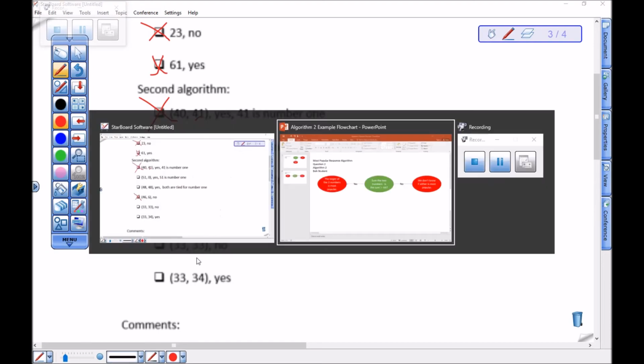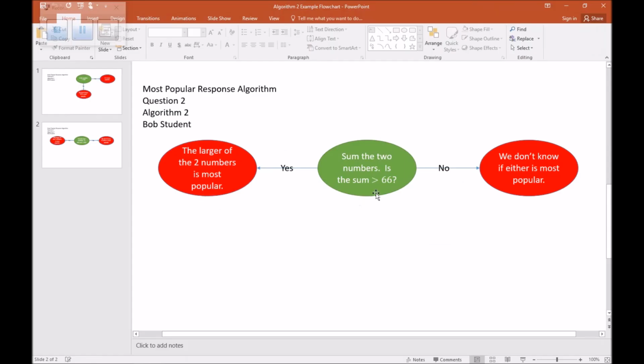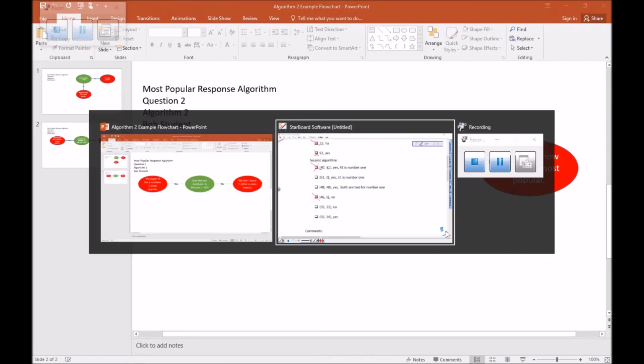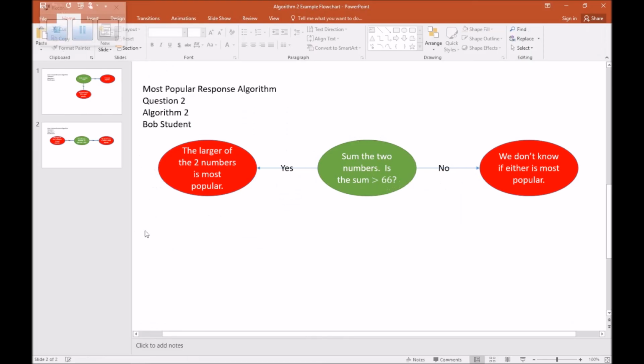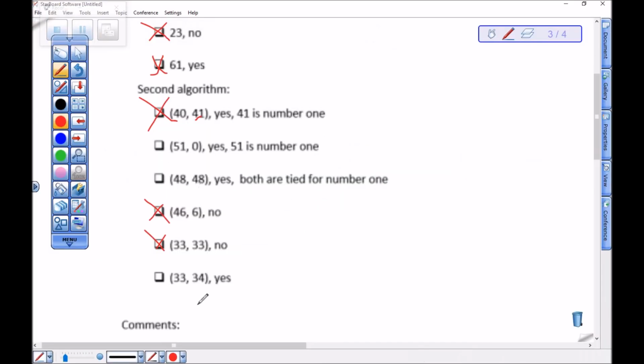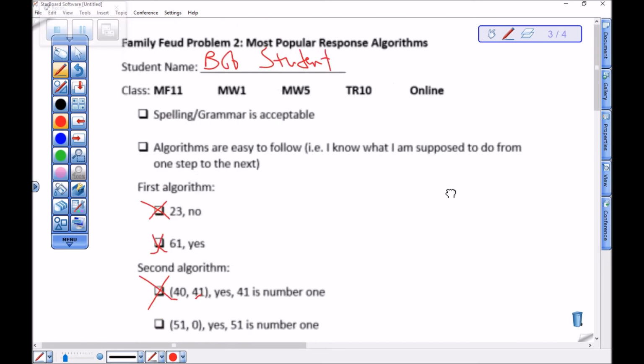Okay, let's look at 33 and 33. So 33 and 33 is 66. Is the sum greater than 66? No. It says we don't know. That's correct. And then 33 and 34, the sum of 33 and 34 is 67, which is greater than 66, the larger of the two numbers. So 34, yes. Okay, so we've graded all of those.